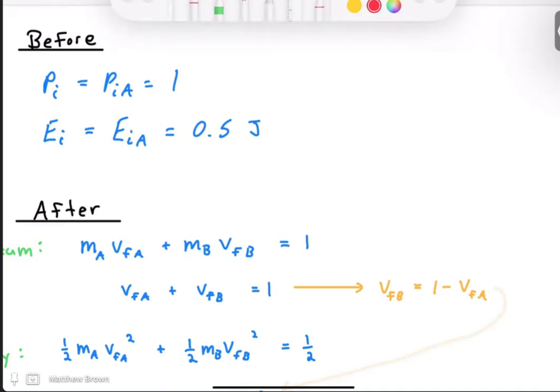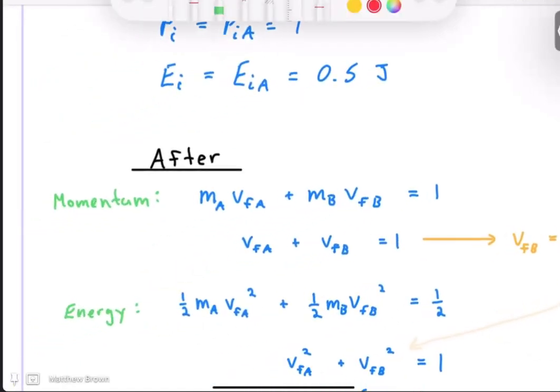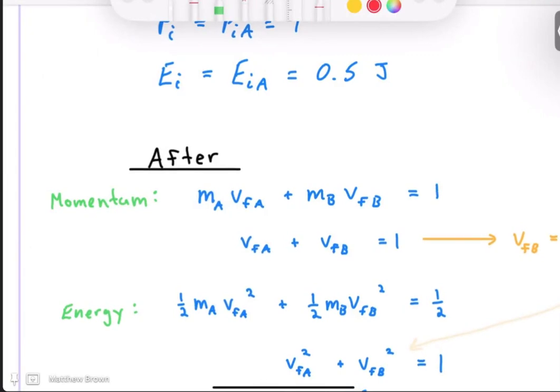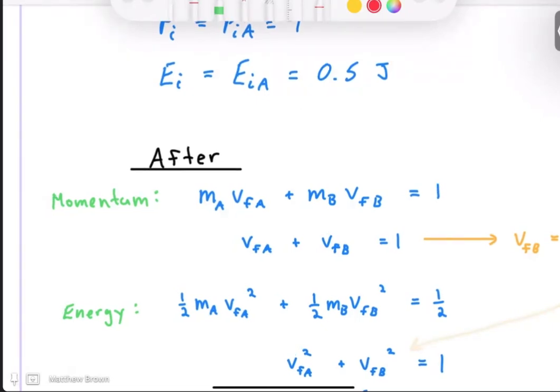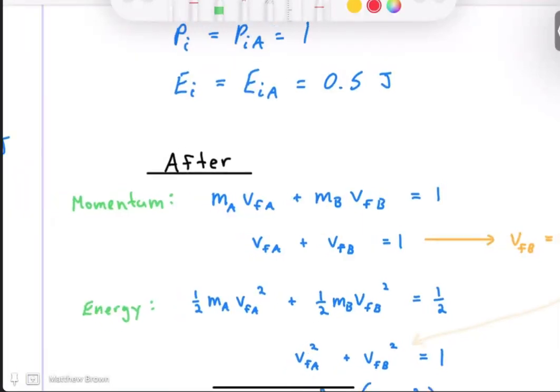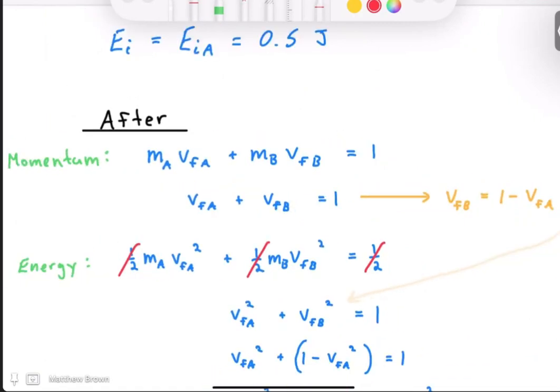You can't figure out each one from this, because there are 2 unknowns and only 1 equation. So for that, you actually need to use energy. If you write out that equation, we know the kinetic energy after has to equal before, which is 0.5 or 1/2, same thing. Then just putting in the numbers. Note that 1/2 is in every term, so you can cancel those out. And again, MA and MB are just 1, so you can reduce that equation to V final A squared plus V final B squared equals 1.